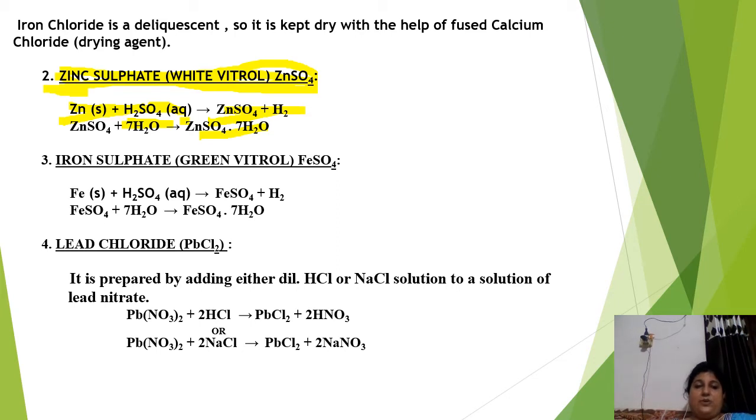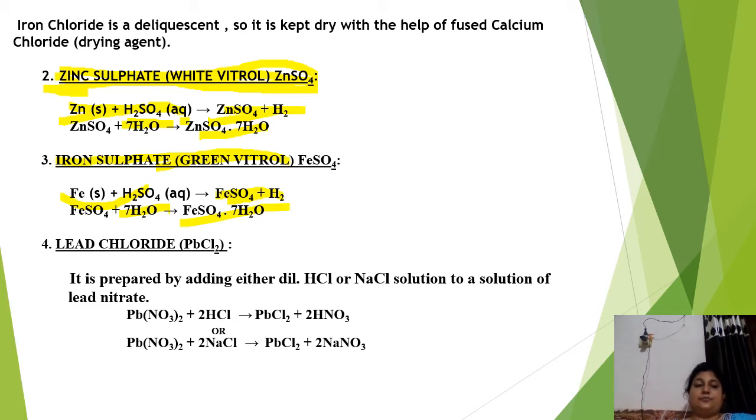The next compound is iron sulfate. Iron sulfate is known as green vitriol, FeSO4. Method same. When iron reacts with H2SO4, iron is more reactive than hydrogen. It will displace hydrogen from over here and result in the formation of iron sulfate. And on adding water of crystallization, it forms the main product, that is green vitriol.